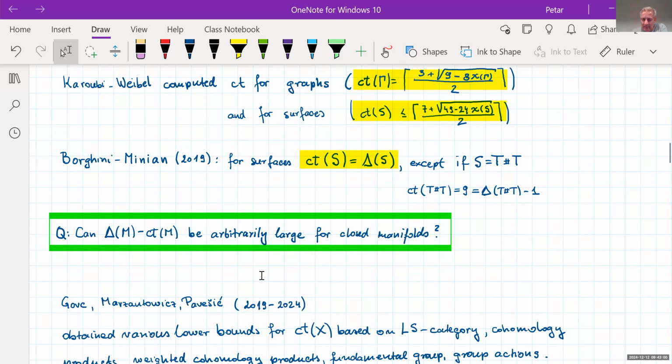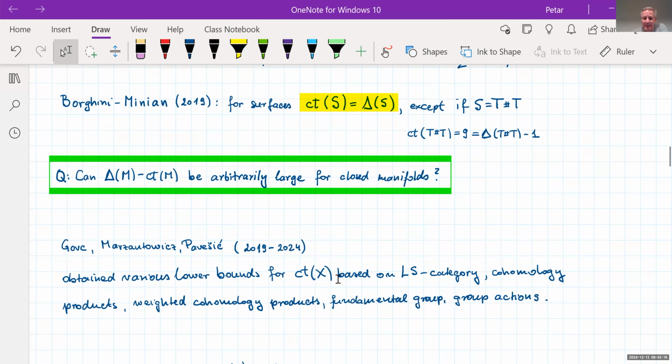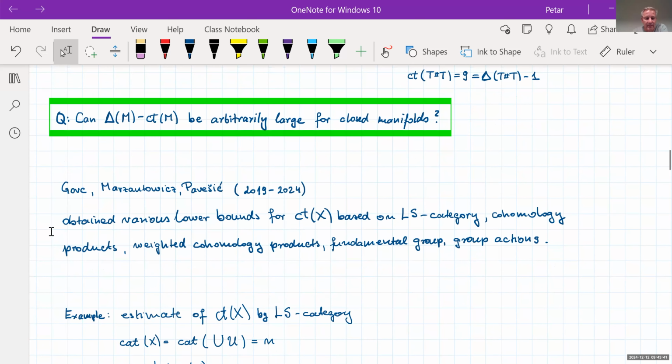Then there was a collaboration with Dejan Govc, Václav Marcantovic, and me, and we published several papers in the last 5 years, obtaining different lower bounds for covering type, some based on Lusternik-Schnirelmann category, some based on cohomology products and weighted cohomology products. Results related to fundamental groups, to group actions. So different things that gave us various results about lower estimates of the covering type.